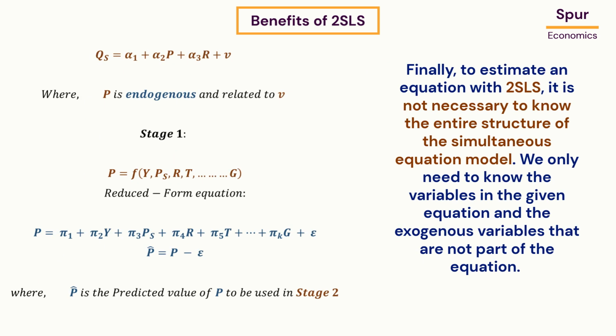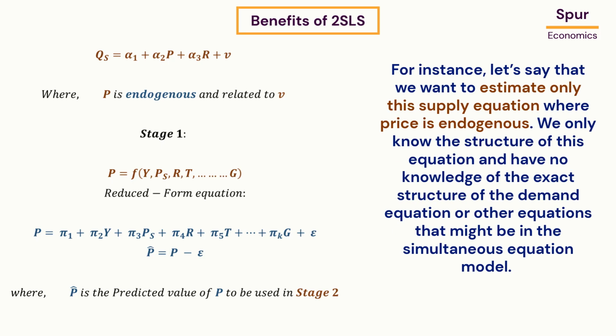Finally, to estimate an equation with 2SLS, it is not necessary to know the entire structure of the simultaneous equation model. We only need to know the variables in the given equation and the exogenous variables that are not part of the equation. For instance, let's say that we want to estimate only this supply equation where price is endogenous. We only know the structure of this equation and have no knowledge of the exact structure of the demand equation or other equations that might be in the simultaneous equation model.